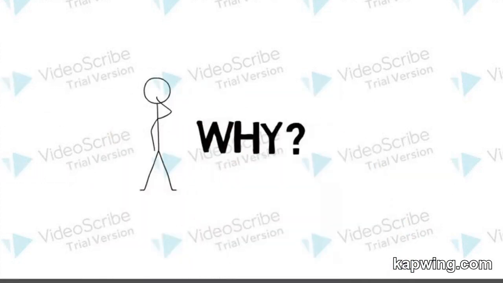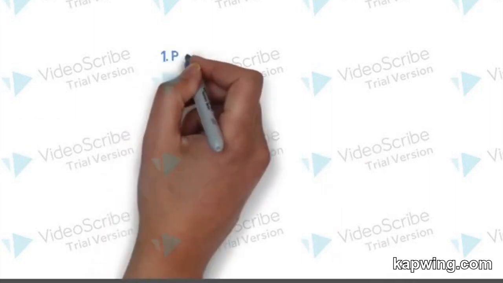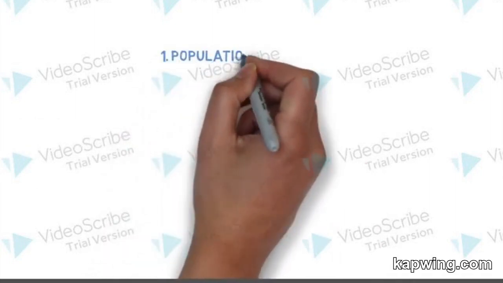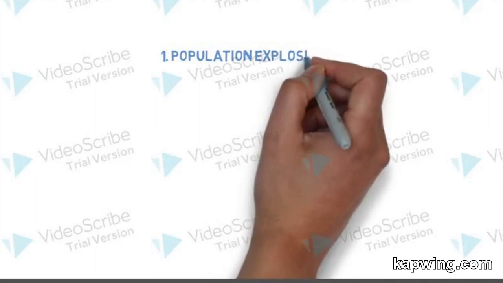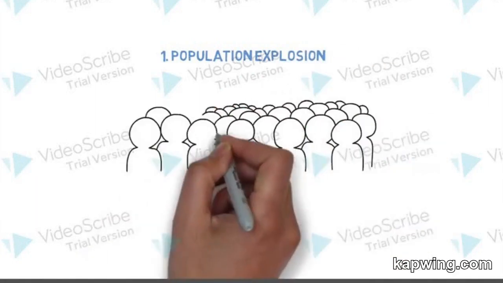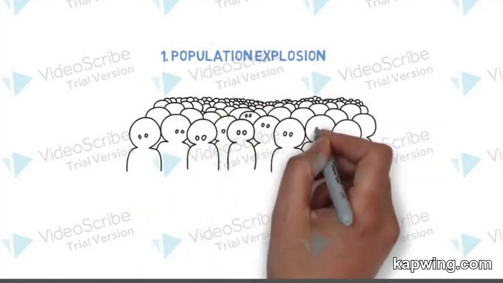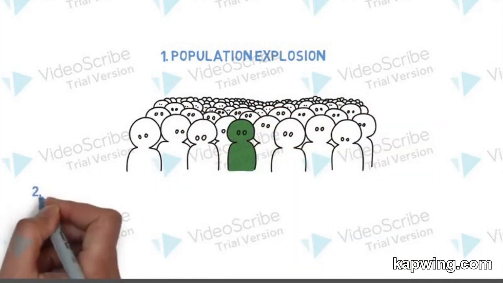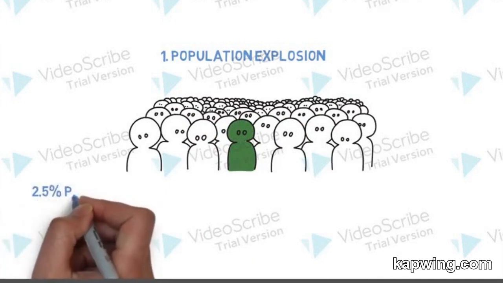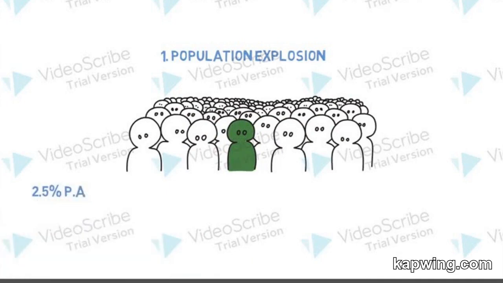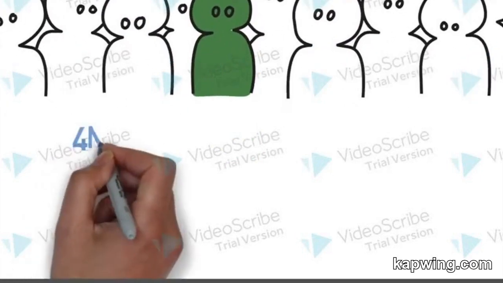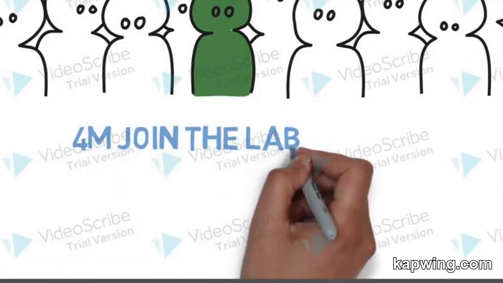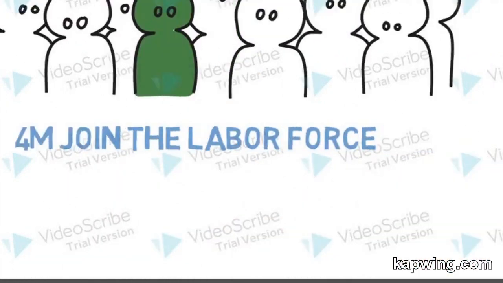Now, let's look at the causes of unemployment. Firstly, population explosion. Currently, population in India is growing at a rate of 2.5% per annum, and nearly 4 million people are joining the labor force every year. Also, India has been seeing a high population growth rate since the 1950s and is expected to become the most populous country by 2024. The constant rise in population and the addition of people to the labor force leads to higher unemployment.